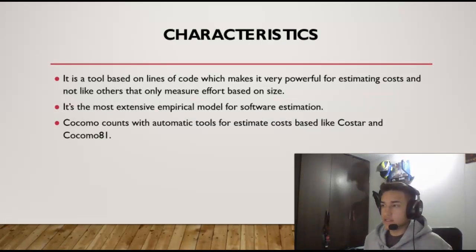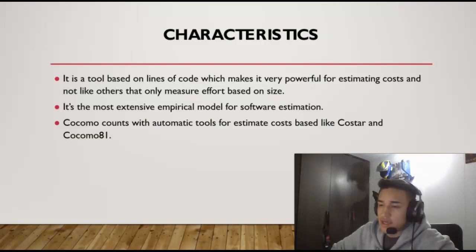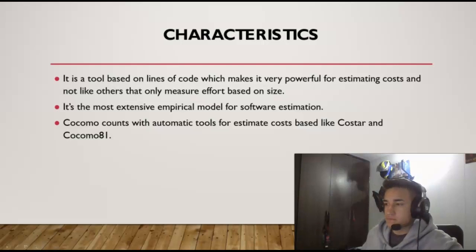Characteristics: it is a tool based on lines of code, which makes it very powerful for estimating cost, not like others that only measure effort based on size. It is the most extensive empirical model for software estimation. COCOMO has automatic tools for estimating cost, like COCOMO 81.